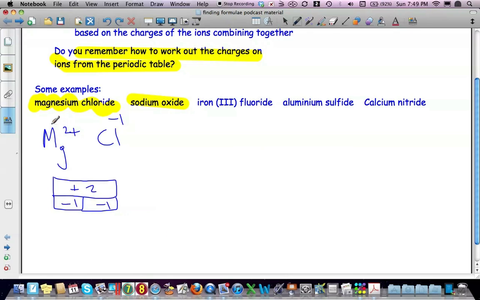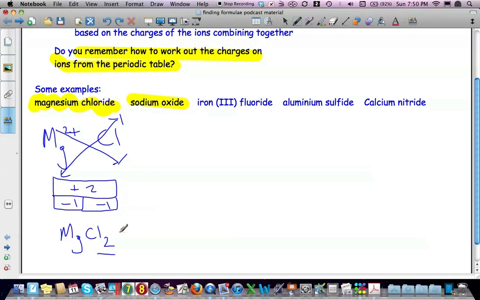Another way to think about it is you just cross over the numbers on the charge. The 2 goes here, and the 1 goes here. And you end up with MgCl2. No matter which way you decide, it's going to be the same. Whether you form a block, think of the pluses and the minuses, or cross them over, you'll get this formula. It means that you've now got 2 chlorines for every 1 magnesium. 2 times minus 1 is minus 2, which cancels out with a plus 2 to give you 0.